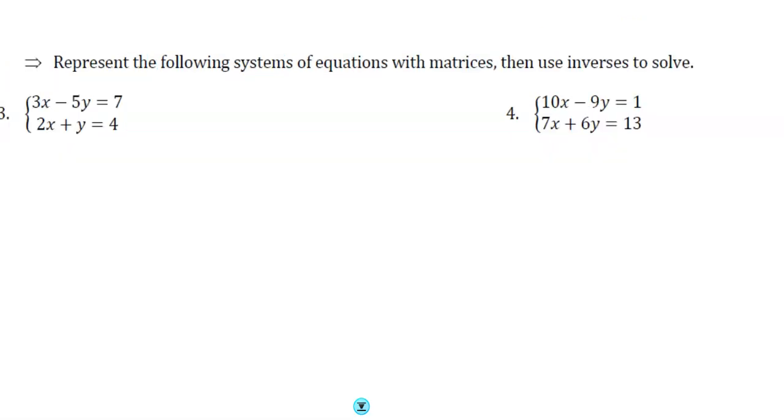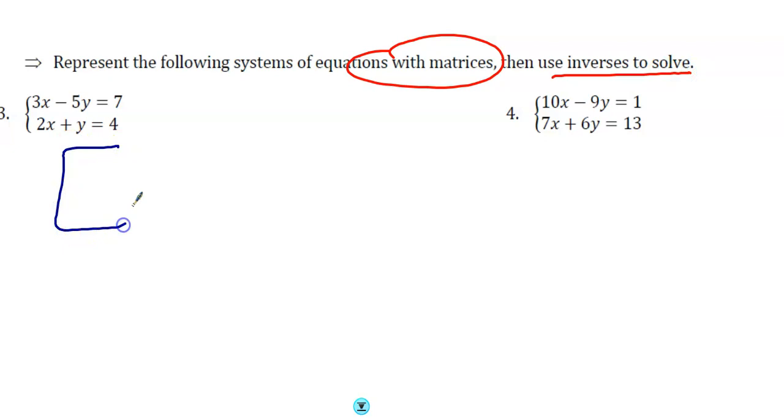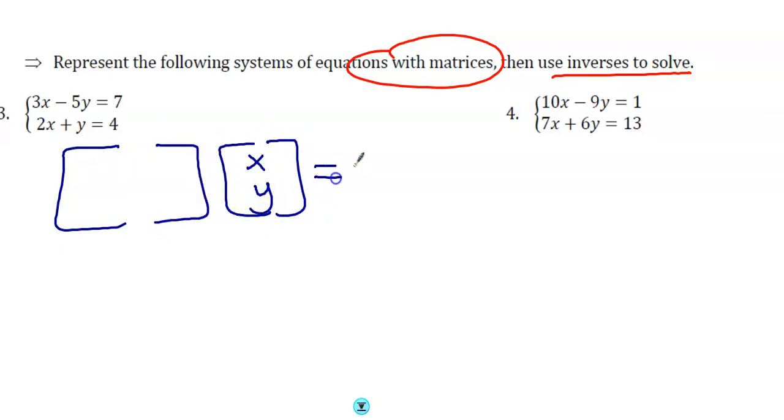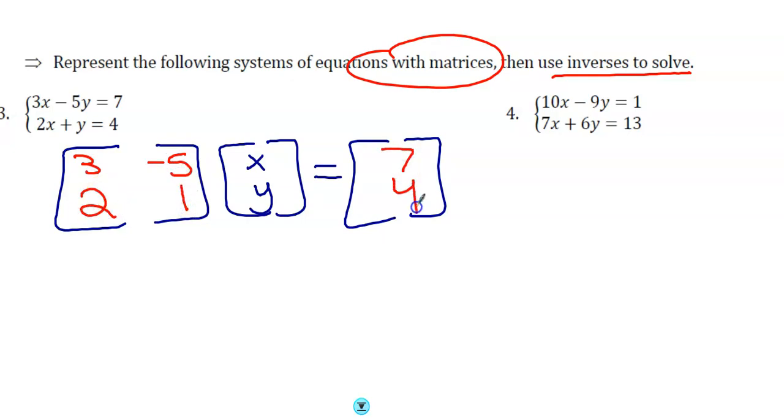All right, so represent the following systems of equations with matrices, then use the inverses to solve. Okay, so first I need to set it up. So I have my coefficient matrix, I have my x and my y, and then I have my constants. So let's get after it. The first equation is 3, -5, and 7. The second equation is 2, 1, and 4. So let's set that up, and let's go.